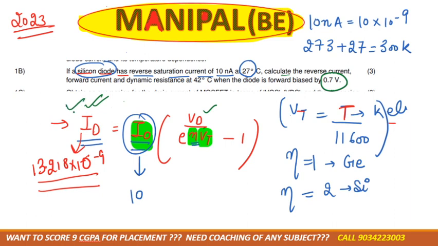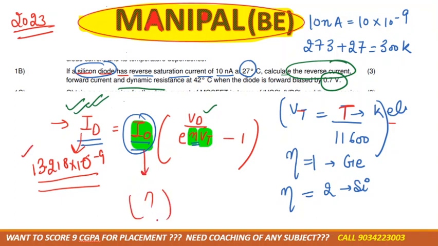So ID is known. Now they are asking for the reverse saturation current. Again you have to use the same formula, use this value. I naught this time we need to calculate, right? Vd remains the same, that is 0.7. Eta is the same, silicon. Vt is the same, temperature is the same.